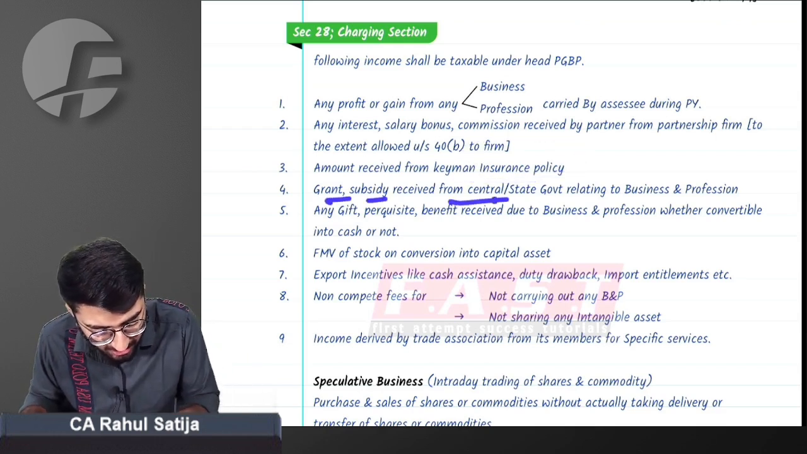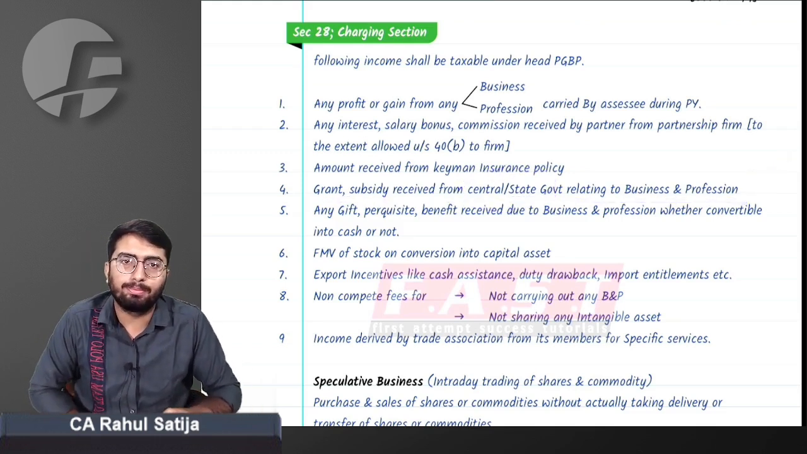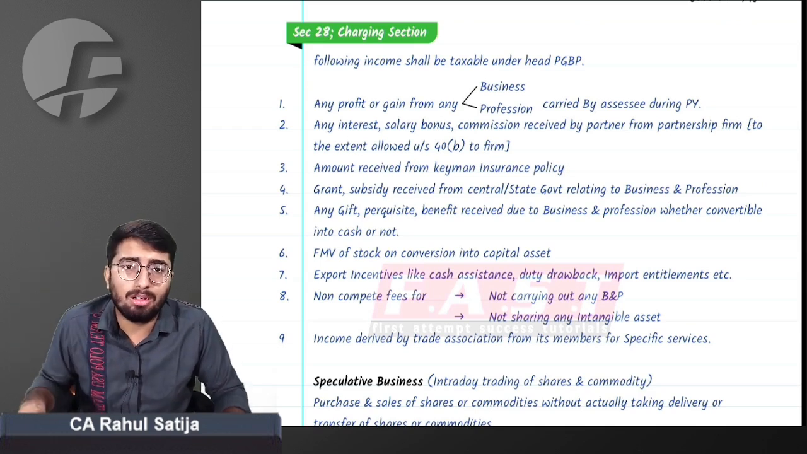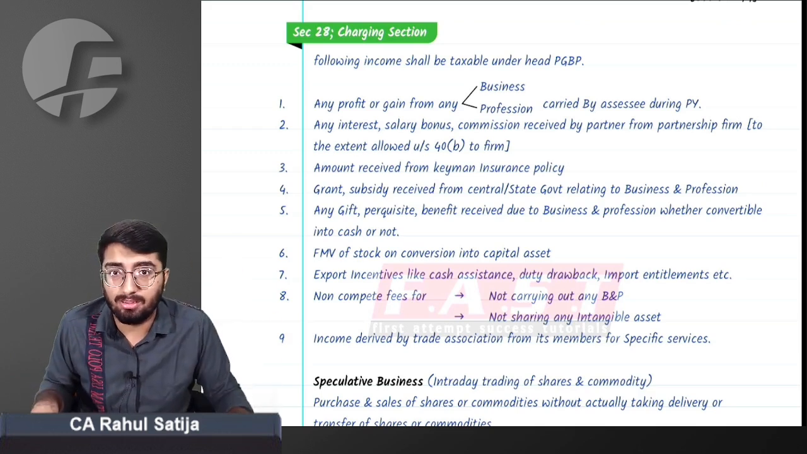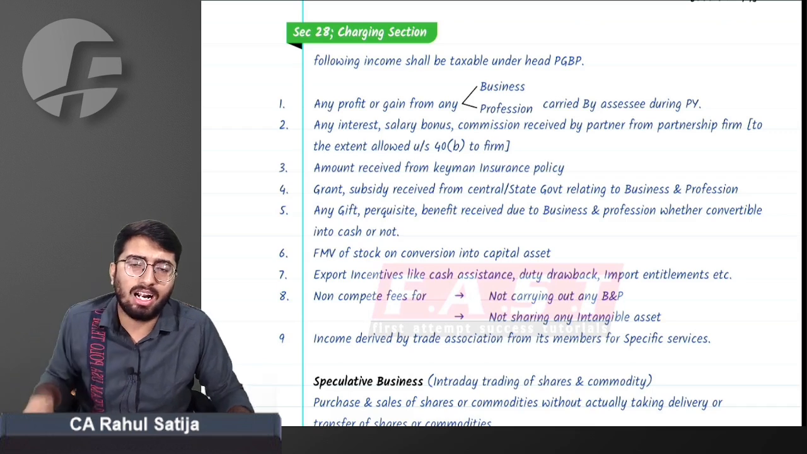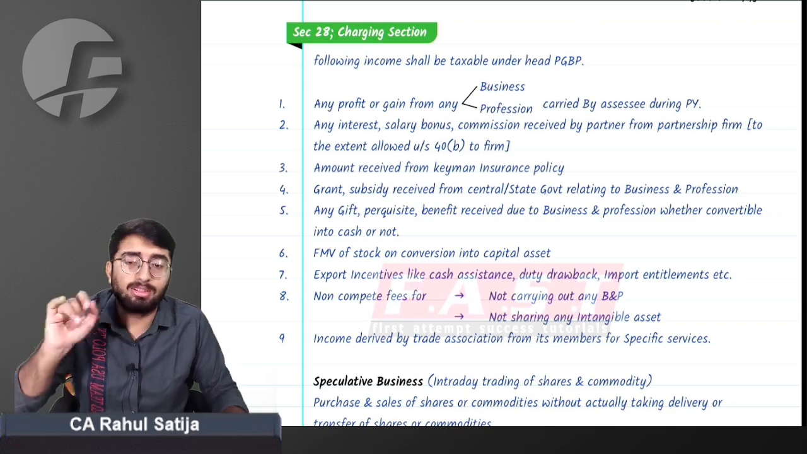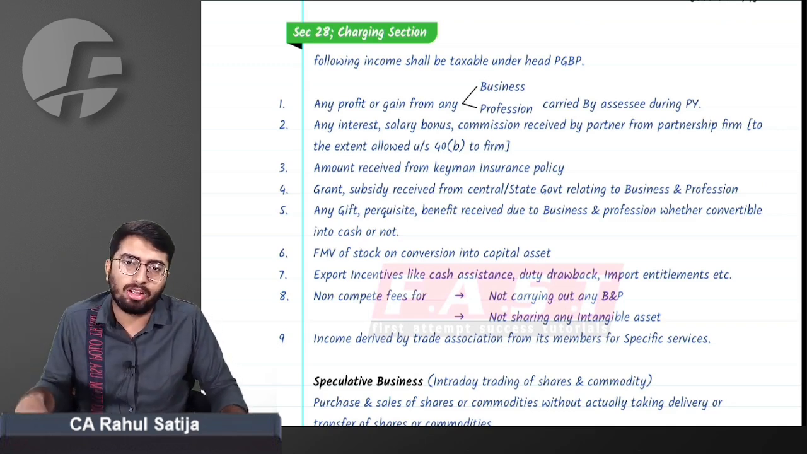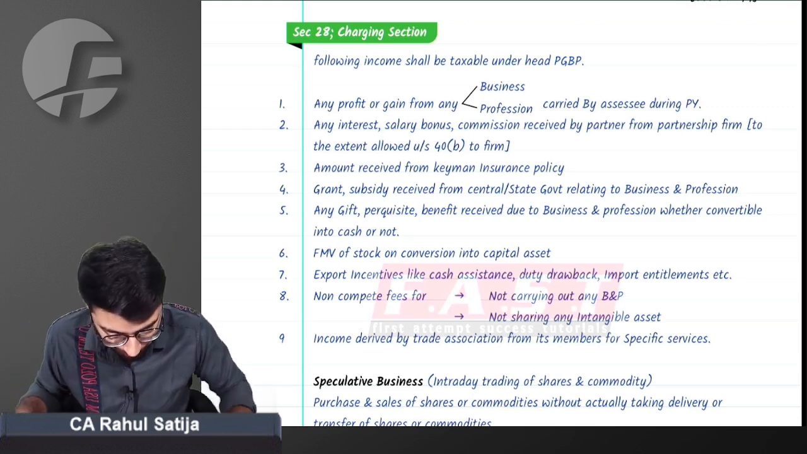Any grant or subsidy received from the central government relating to any business or profession. For example, many times people who run schools receive grants from the government in the form of books, in the form of cash assistance. Any such grant received will be taxable in the hands of the school as business and profession. Assuming that the school is not a non-profit organization, it is a profit-making organization, any grant received by them will be considered as business and profession.